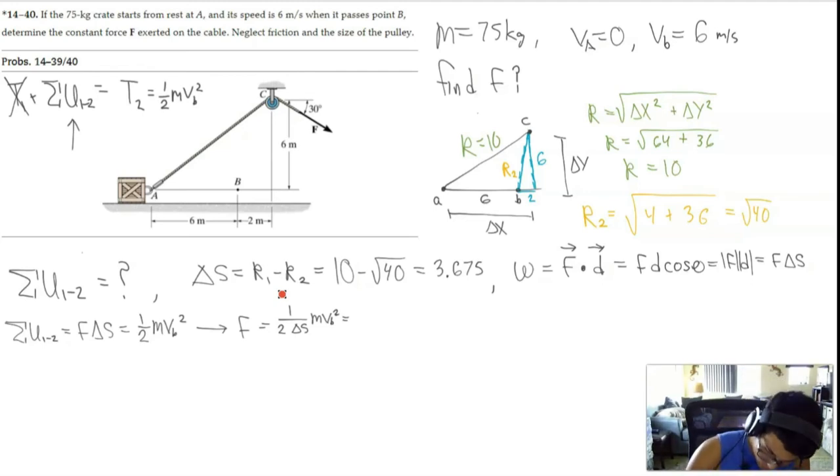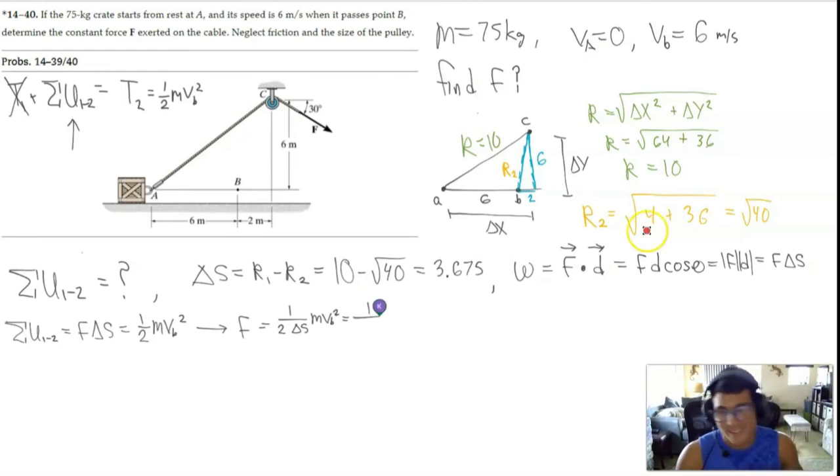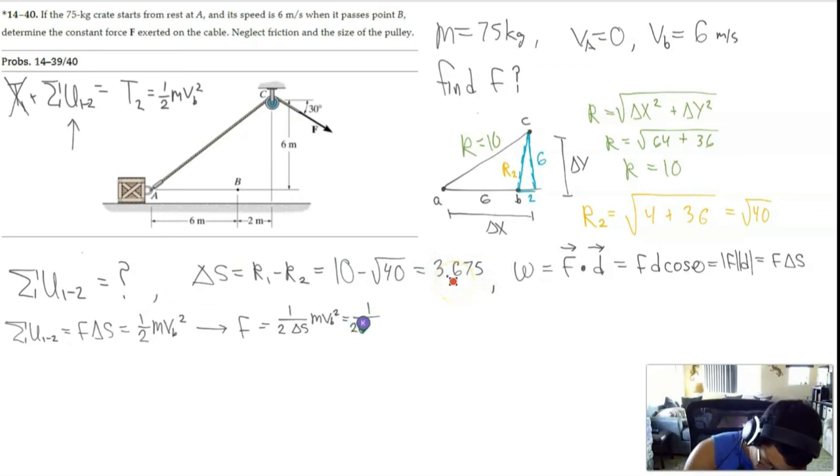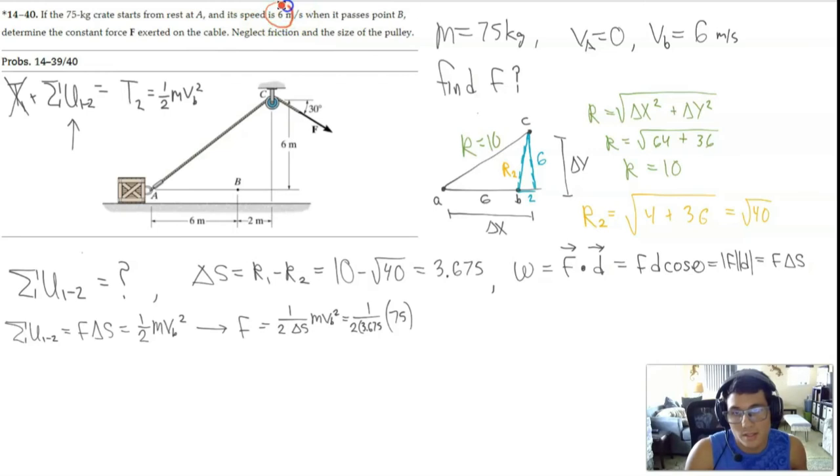Okay, so this would be 2 times this, 2 times 3.675. And what is m? M is 75. And v squared, what? Oh, they gave it to us. Well, v is 6. 6 squared is 36.